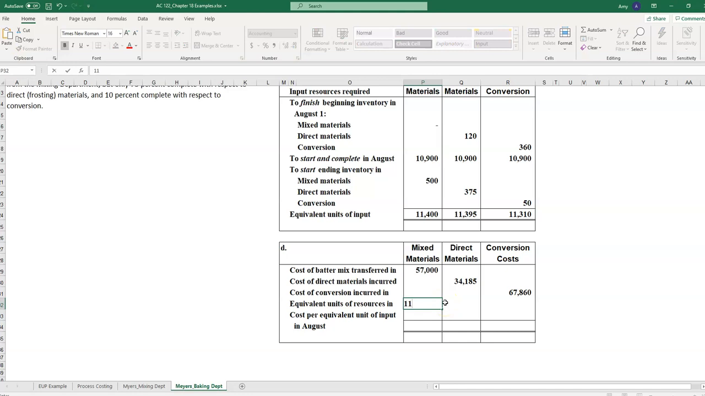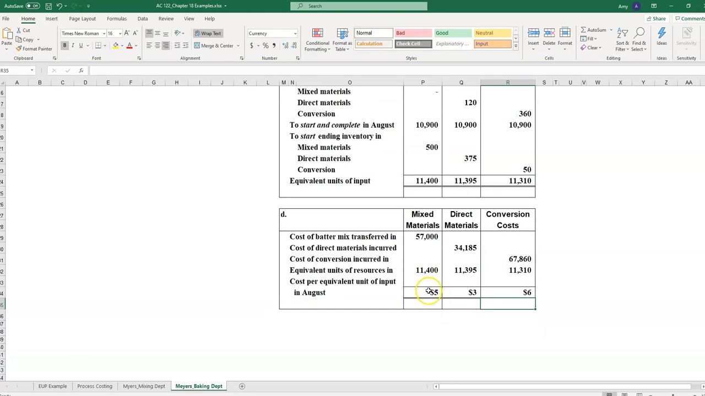We have our equivalent units we figured in the previous step. And to get the cost per equivalent unit, we're going to divide the total cost by the equivalent units. So we have $5 for mixing, $3 for direct materials, and $6 for conversion costs, or $14 per unit for total units.